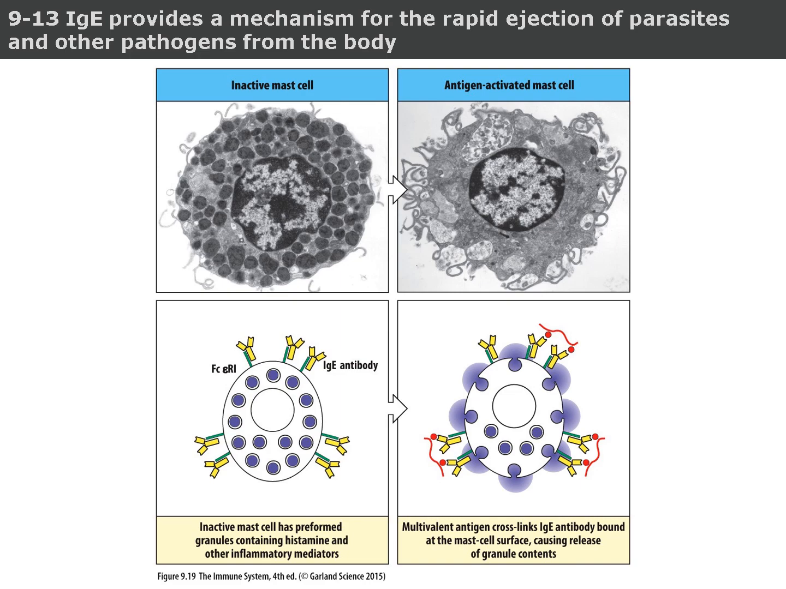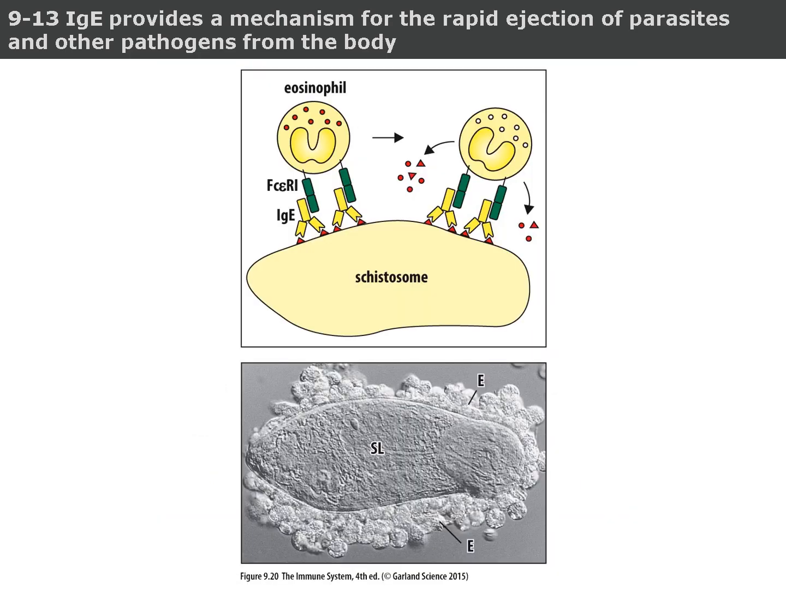and anaphylaxis. This figure highlights the critical role of eosinophils in IgE-mediated defense against large multicellular parasites, such as schistosomes. In the upper panel, we see that eosinophils express Fc-epsilon-RI, the high-affinity receptor for IgE. When IgE antibodies bind to antigens on the surface of a parasite, like a schistosome, they anchor eosinophils directly to the pathogen. This binding triggers the release of cytotoxic granules from the eosinophils, containing enzymes and proteins designed to damage and destroy the parasite's outer membrane.